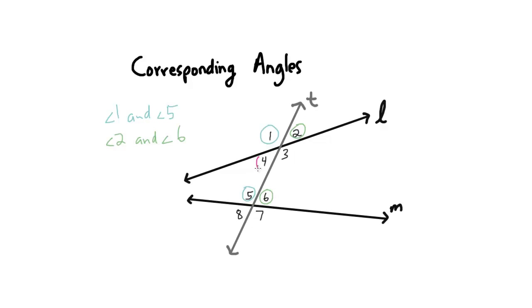We also have angle 4 matches up with angle 8. So those two, 4 and 8, are corresponding angles. And last but not least, we have angles 3 and 7 to be corresponding angles. So we can write down angle 3 and angle 7, and they are also known as corresponding angles.